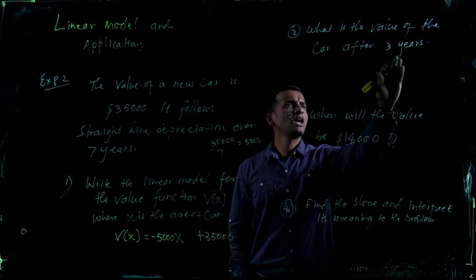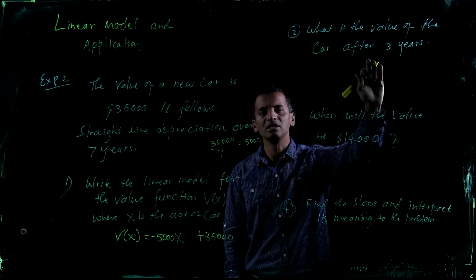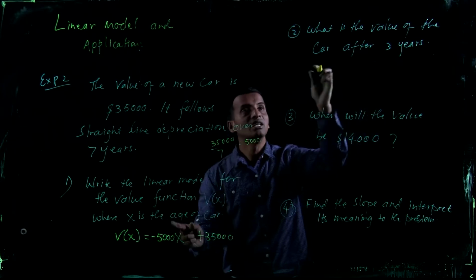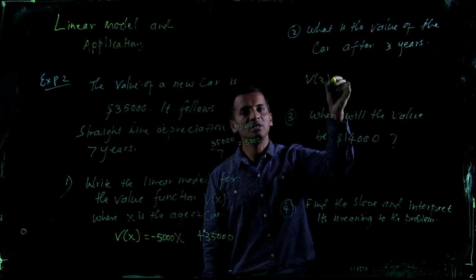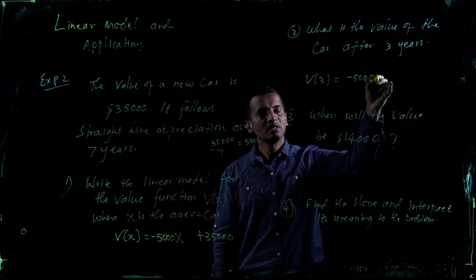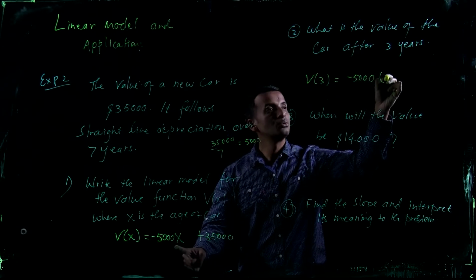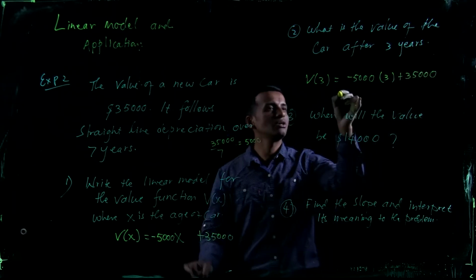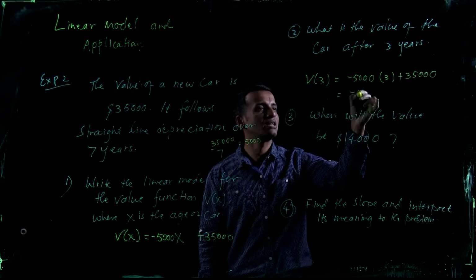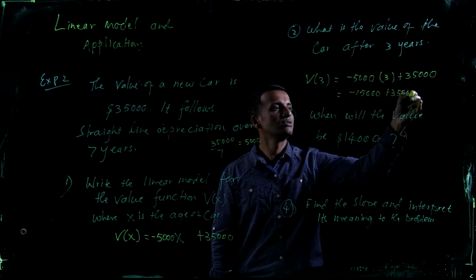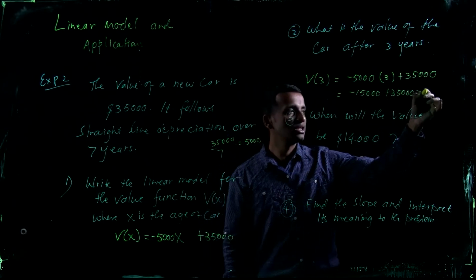So what is the value of the car after 3 years? That means x is 3, because x is the age of the car. V of 3 will be negative 5,000 times 3 plus 35,000. Negative 15,000 plus 35,000 will be 20,000.